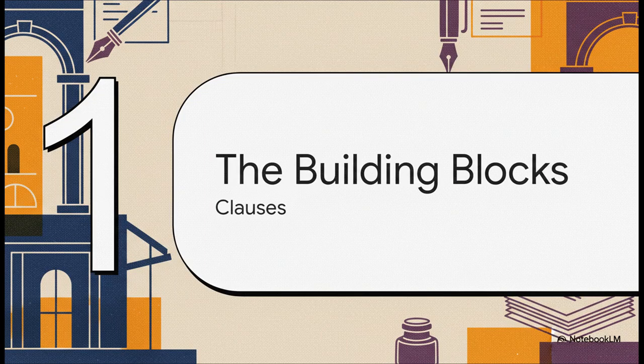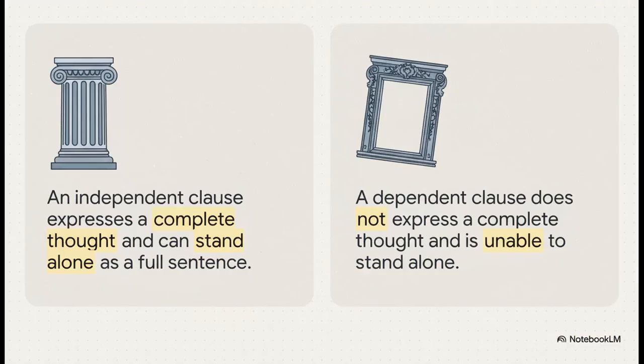Okay, first things first, we have to talk about our raw materials. Every single sentence you've ever written or will ever write is built out of these little things called clauses. Getting this down is the foundation for, well, everything else. And you know what? It's actually pretty simple. There are really only 2 kinds of clauses.